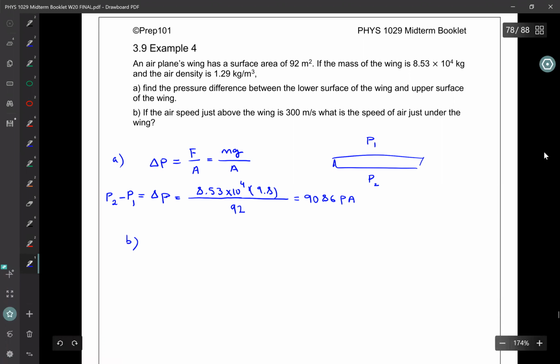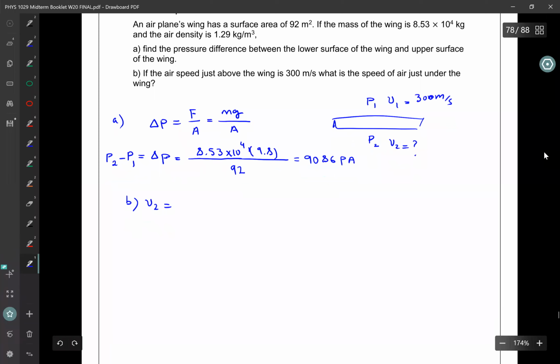B, if the airspeed above the wing, so if you're given V1, the airspeed above the wing is equal to 300 meters per second, what would be the airspeed below the wing? So I'm looking for V2. To solve for V, if you're given the pressure or the relationship between the pressures, in this case it's a pressure difference, we're going to use Bernoulli's equation.